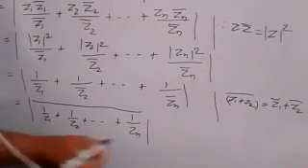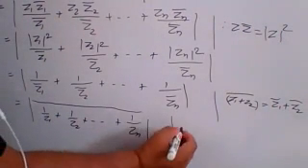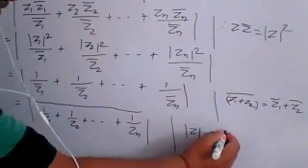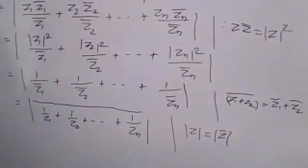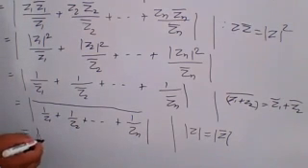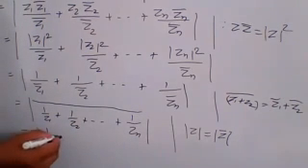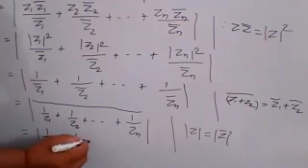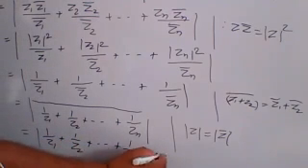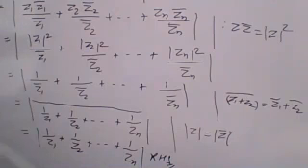You have this property because the modulus of Z is equal to the modulus of the conjugate of Z. Both are equal. If you apply that here, it can be written as mod of 1 upon Z1 plus 1 upon Z2, and here 1 upon Zn. That is your right side. Okay, note it.